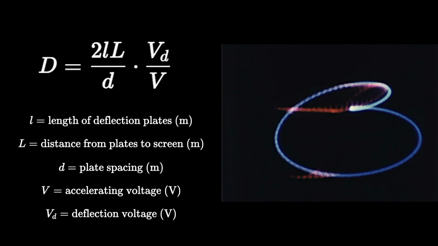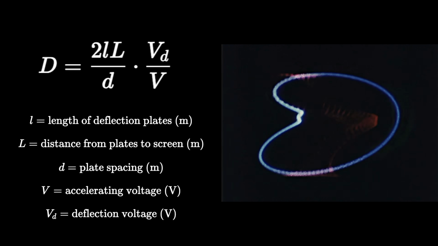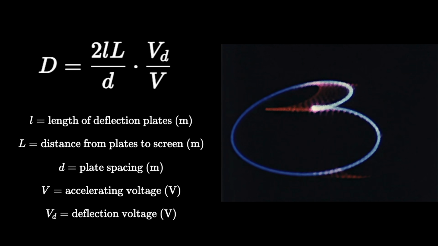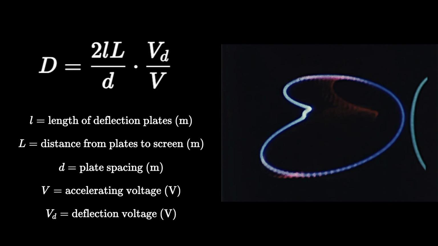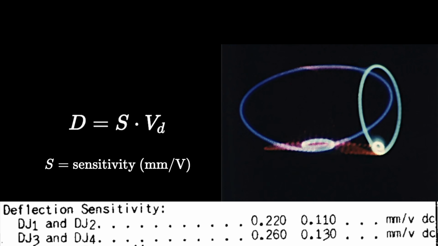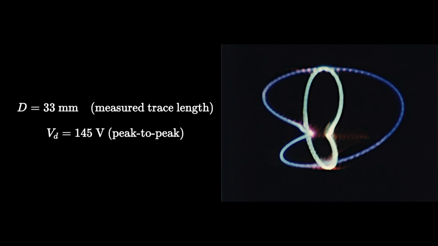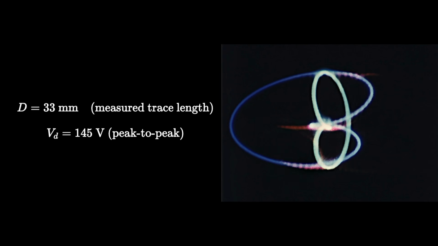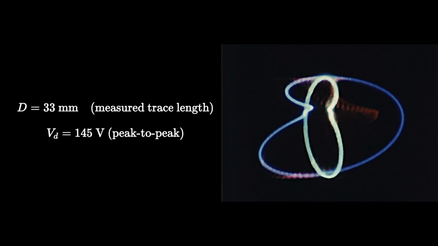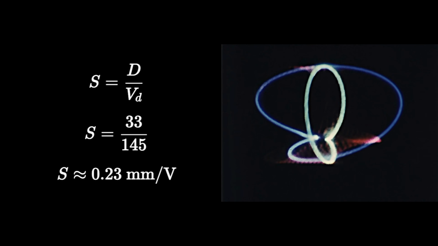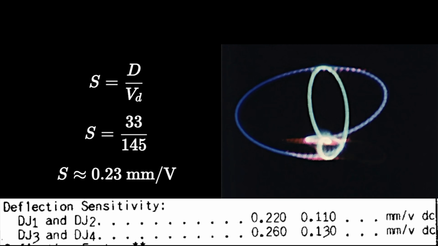From the geometry of this tube, the final deflection on the screen depends on a ratio: the deflection voltage divided by the accelerating voltage. In practice, this is expressed as a sensitivity, how many millimeters the beam moves per volt across the plates. In this build, applying about 145 volts peak to peak produced a deflection of roughly 33 millimeters. So the system sensitivity is about 0.23 millimeters per volt. The datasheet gives similar values, depending on which plate pair is used and the operating voltage.